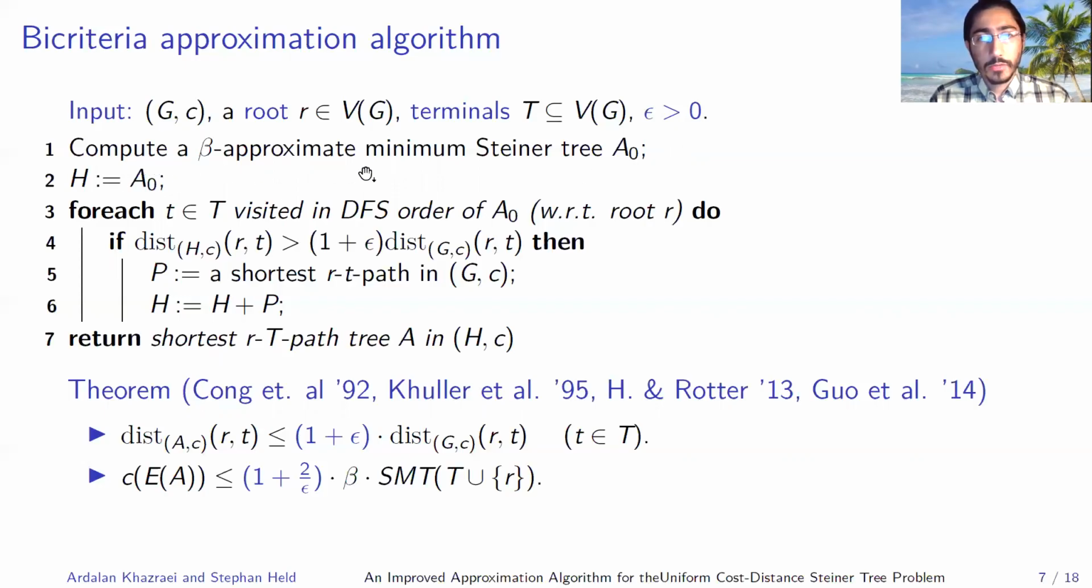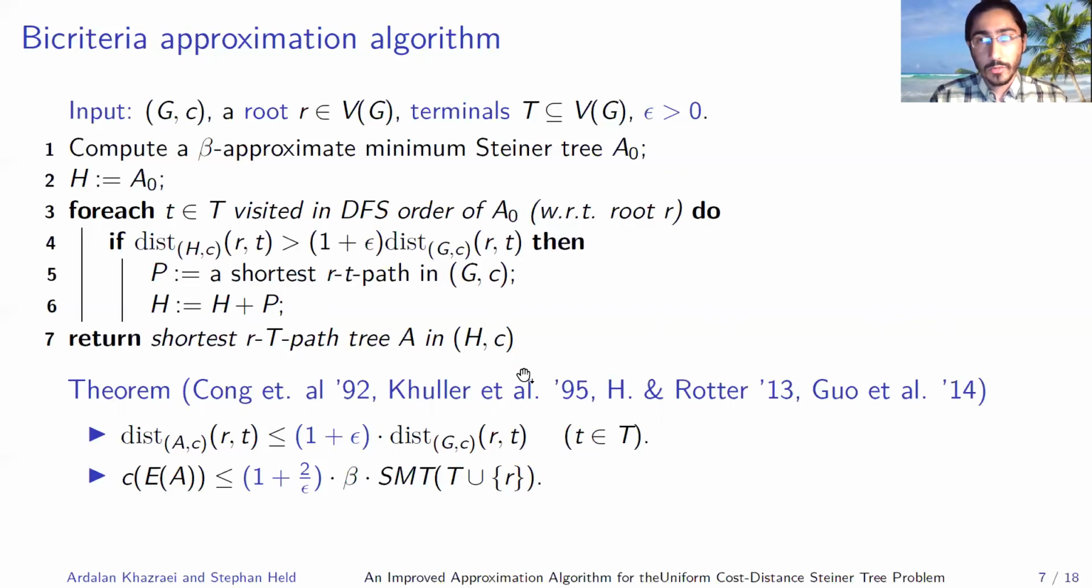What is done here is a beta approximate minimum Steiner tree is input to the bicriteria algorithm, which starting from the root goes around this tree in DFS order. And whenever path lengths in our partial solution exceed a factor of 1 plus epsilon times the direct distances in the graph, the shortest root to terminal path or root to node path is added to our solution. And since we add shortest paths, our partial solution, the set of edges that we are keeping, may not remain a tree. And that is why at the end, we must output a shortest path tree within this set of edges.